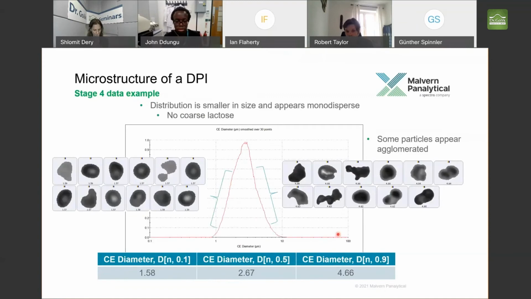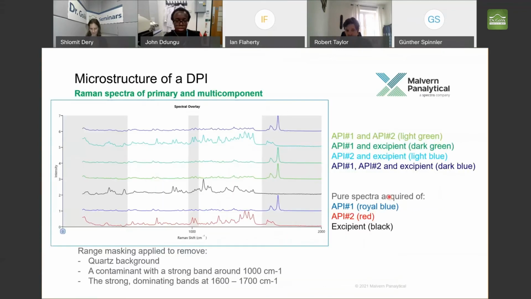At stage 4, we've now lost that coarse fraction, and that's because it's simply not fine enough to get through to these higher stages. So what we see now is everything fitting nicely, a nice monomode distribution within that inhalable fraction of 1 to 10 micron, and this is the size distribution that we get. But what you can see from these images here is that some of these particles look different. So what are they? That's where the Raman comes in.